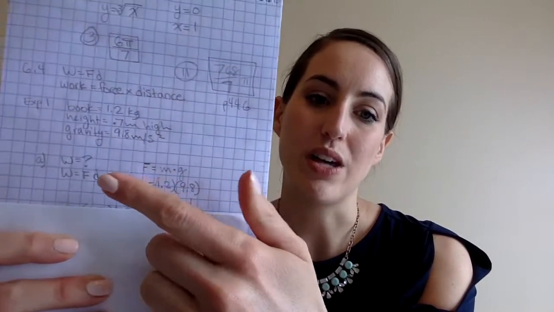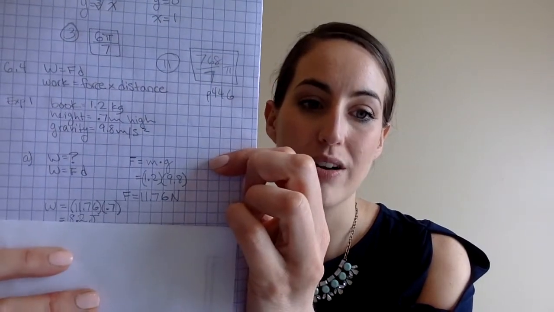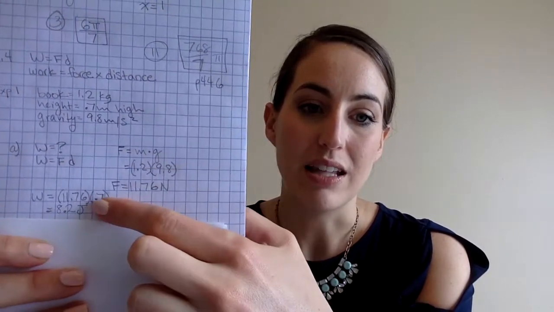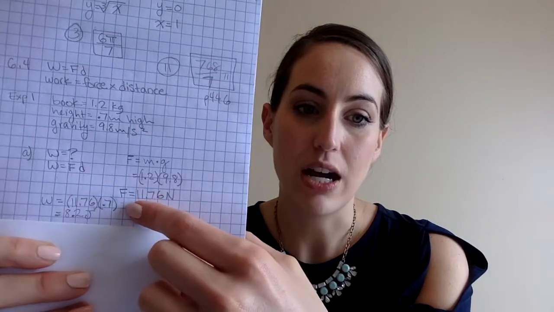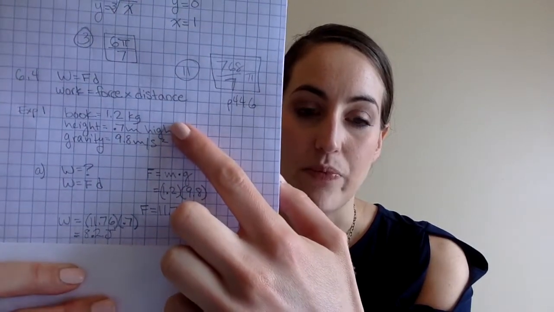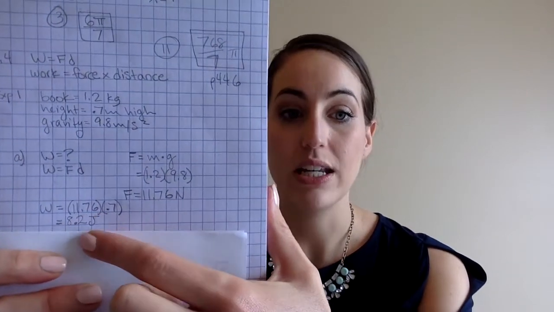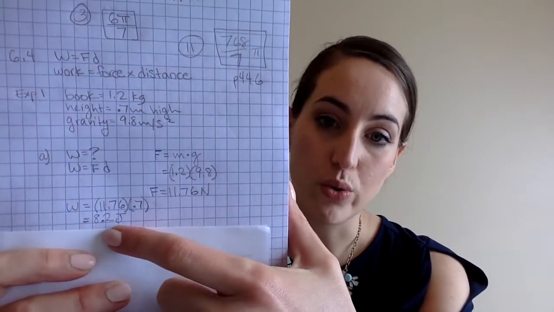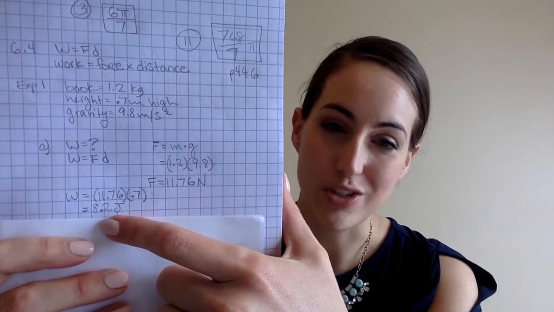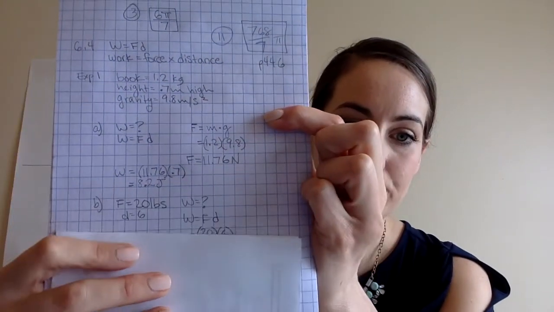Now we can use F in our equation there for our work. We've got our force, 11.76 for F, and our D, our distance that was given, our height of 0.7. So 11.76 times 0.7 giving us 8.2 joules. Our unit of work in physics is joules, capital J.